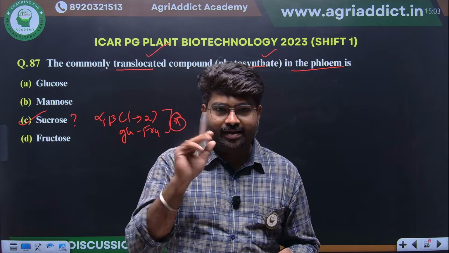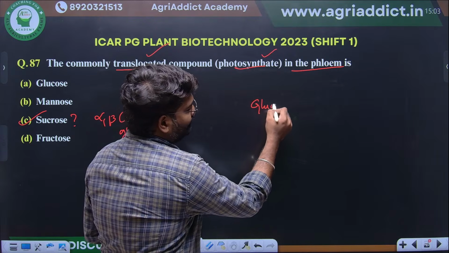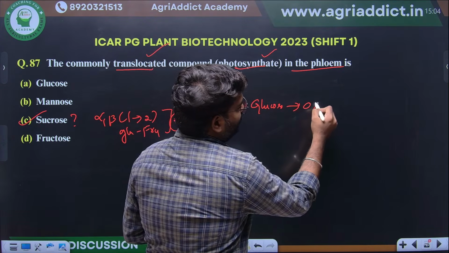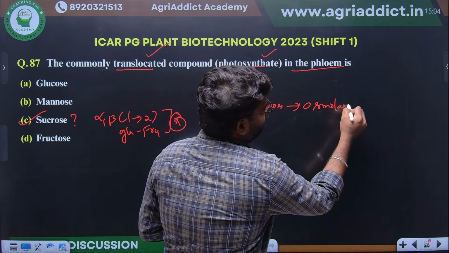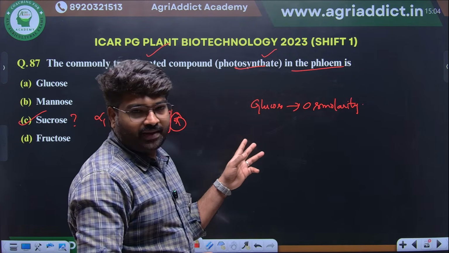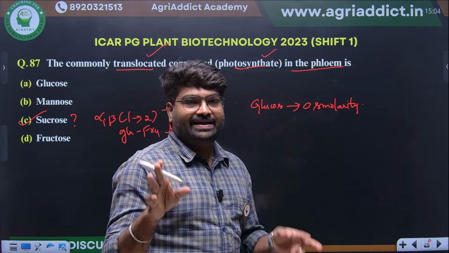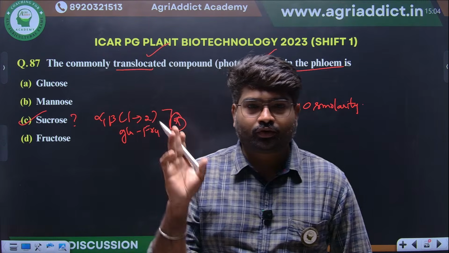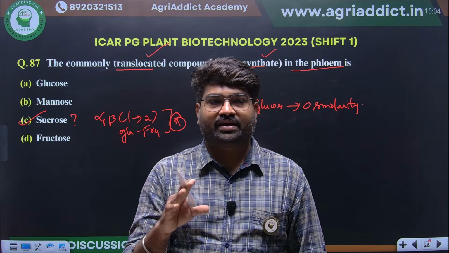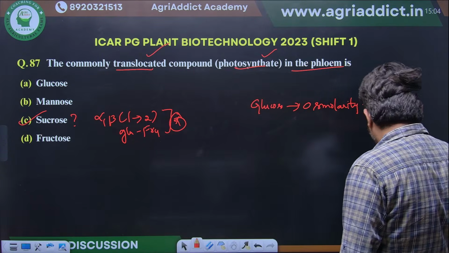Another important thing, if glucose is transported, this will increase the osmolarity of the cell sap, because it is reducing. That's why the cell has wisely chosen sucrose as a transporting molecule for carrying the sugars from one place to another. So sucrose is the right answer.